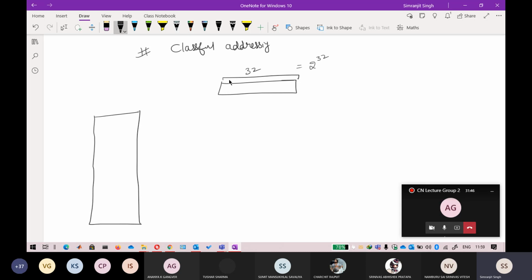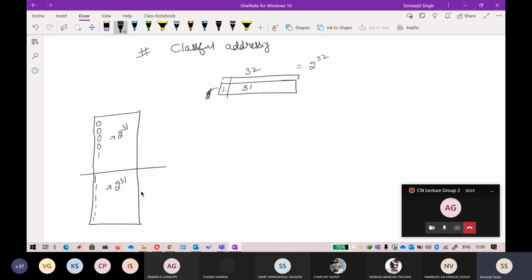When I fix one bit, it is divided into two parts. The first part will contain zeros and the next part will contain ones. Out of these 32 bits, if I fix one bit, I can divide it into 2 raised to power 1 parts. The size of each part is then 2 raised to power 31 here and 2 raised to power 31 here.